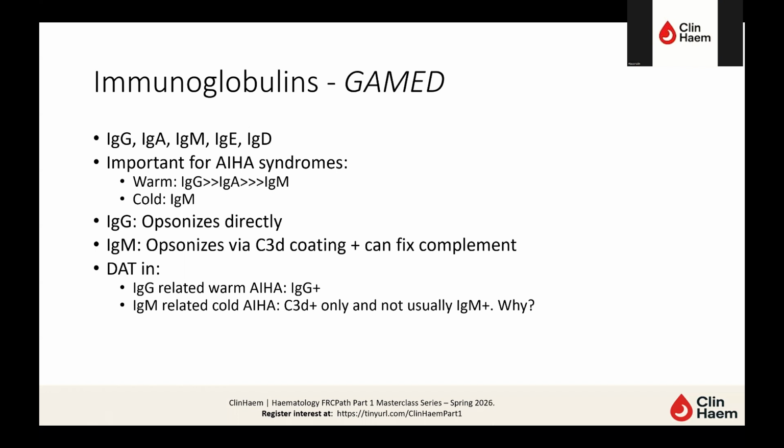They will only bind the red cells when the temperature is cold. So say in the fingertips, if a person goes up to Antarctica or whatever, and the temperature drops below 37 degrees in the fingertips, IgM will bind the red cell in the fingertips where the temperature is low, and then start activating the complement, and as a byproduct, deposit some C3D on the cells. But as the cells come back into the central circulation, the temperature goes back up to 37 degrees.